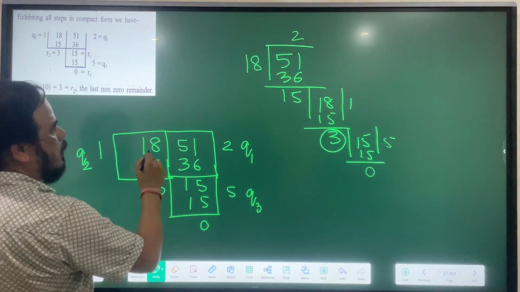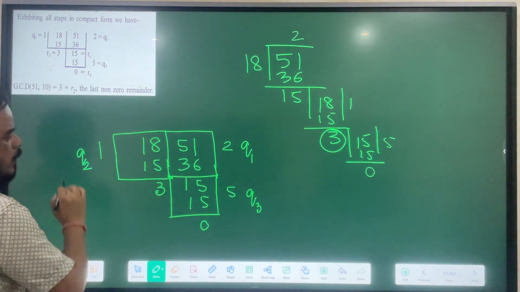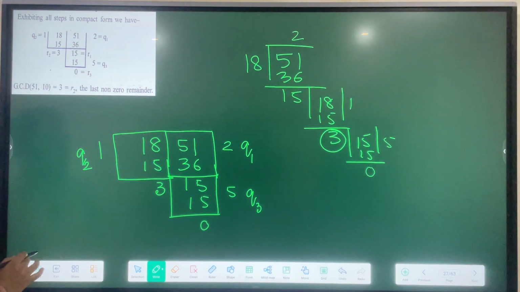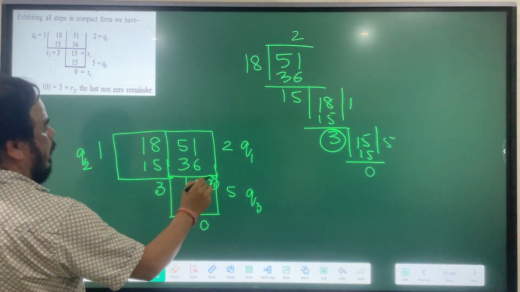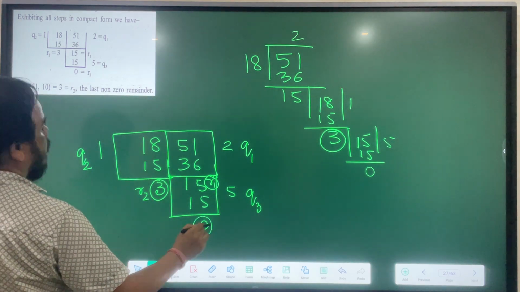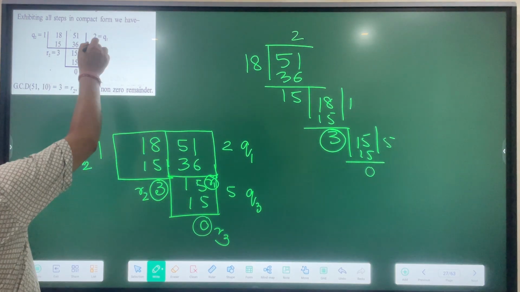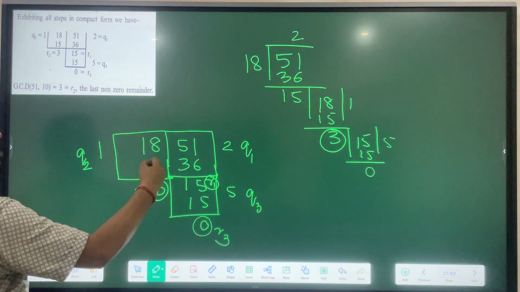First what we have done, 18 into 2 is 36. First question: 15 1 are 15. Second question: 3 5 are 15. Third question: so this is the first remainder. This is the second remainder. And this is the third remainder. This is what is written here. So I hope you understand this one. So this is the short method.